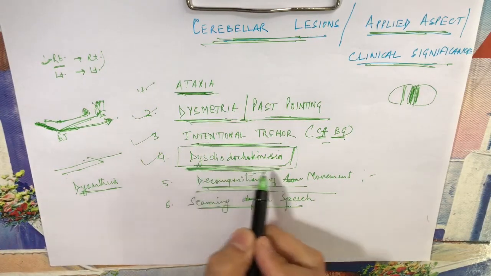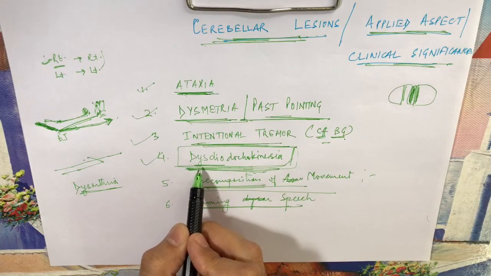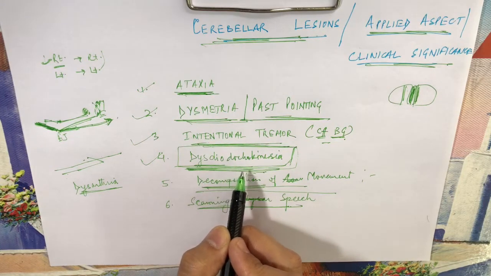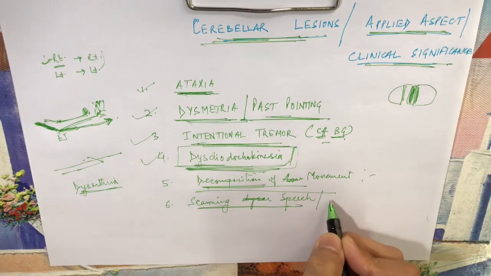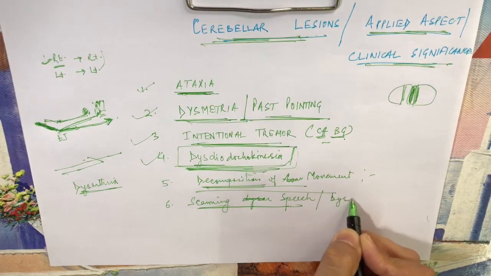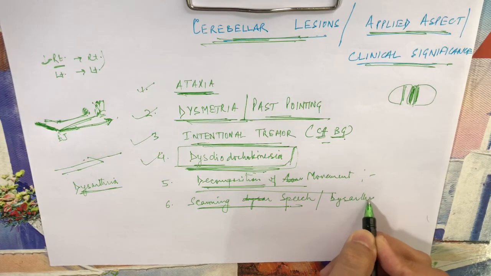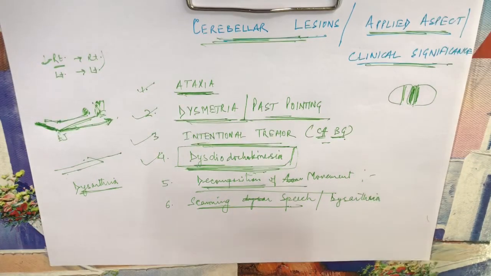Instead of saying diadochokinesia smoothly, he or she will say it in broken pieces. So, that is called scanning speech or scanning dysarthria, we can say. Okay, scanning dysarthria. Then there will be nystagmus.